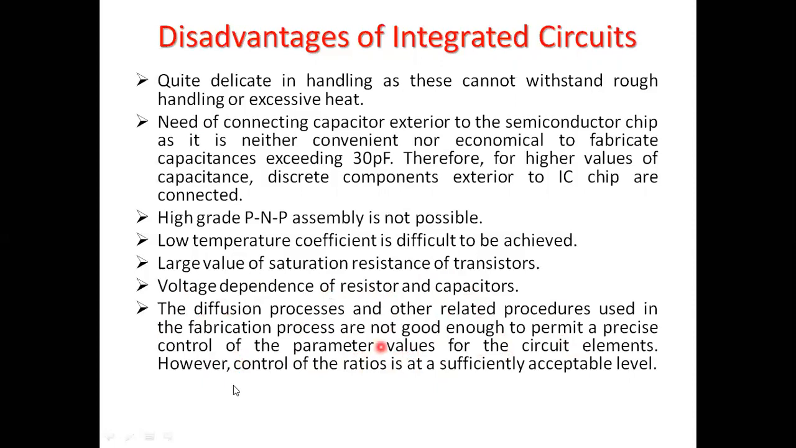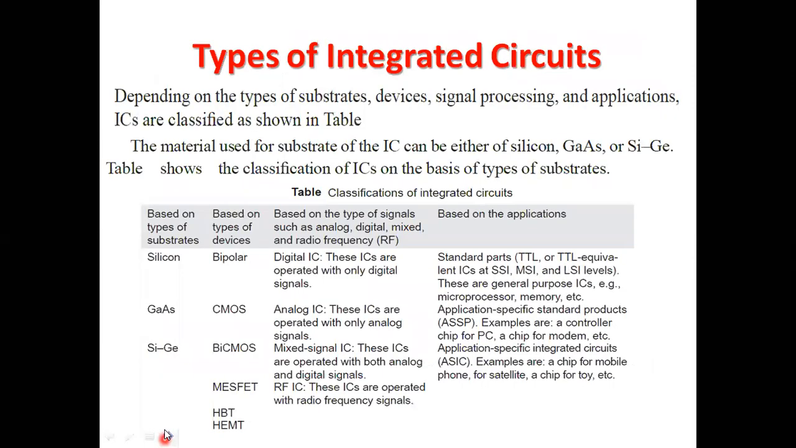Now let us move to the next slide. That is the types of the ICs, which are very important. Now let us see the types. Depending on the types of the substrate, devices, signal processing and applications, ICs are classified into various types. So this is the diagram which shows the classification of the ICs, or the integrated circuits. The material used for ICs can be either silicon, gallium arsenide, that is GaAs, or silicon germanium. The table shows the classification of the ICs on the basis of the types of substrates.